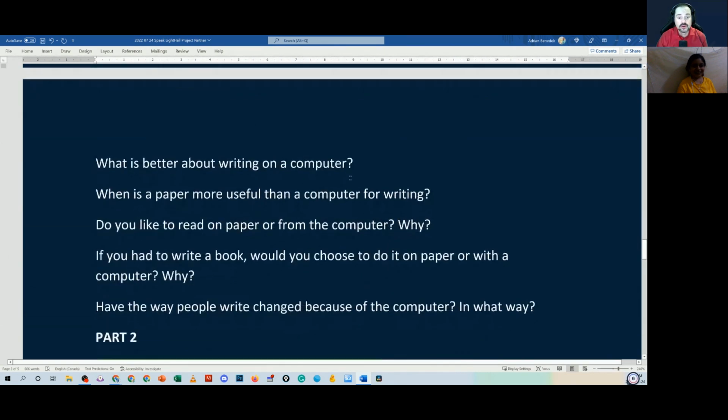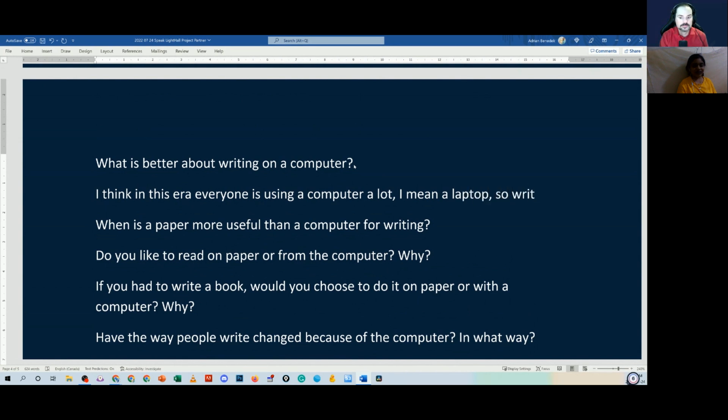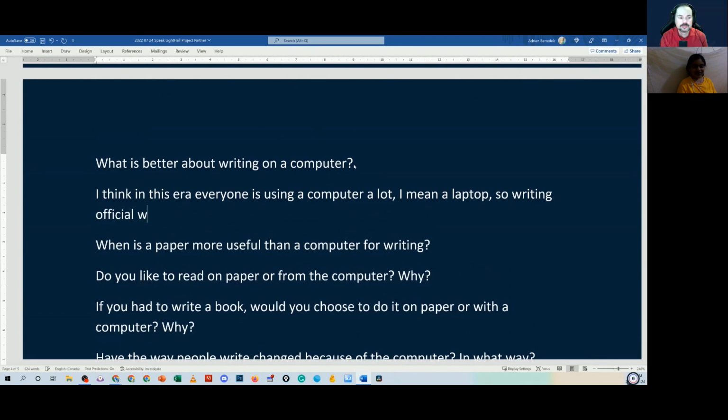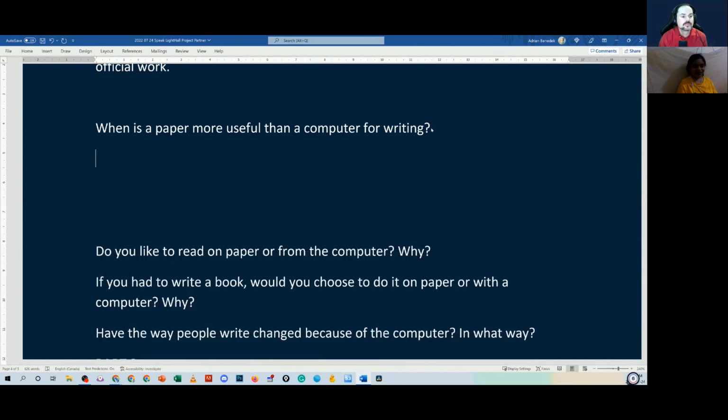What is better about writing on a computer? I think in this era, everyone is using a computer a lot. I mean, a laptop. To get in touch with people, to send messages and for official work, writing on a computer is helping a lot in this regard. Why? Because, as I just said, official work is always on the computer, so it is helping in this matter.